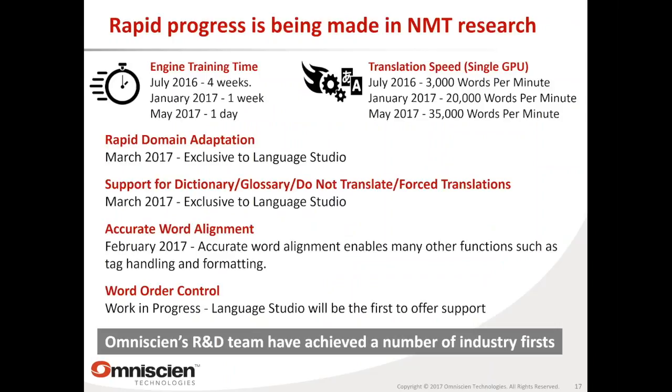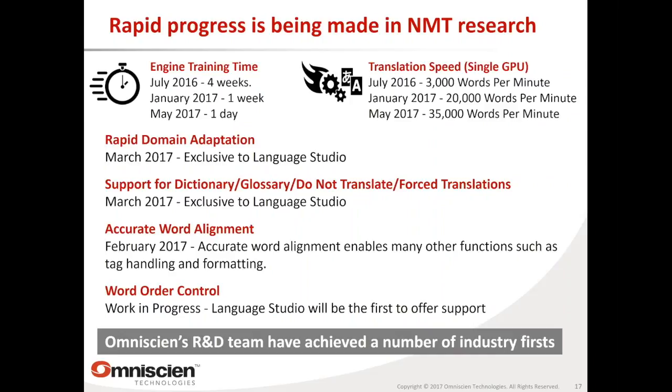Now, we've made a lot of progress, as has the rest of the industry in many areas, but I think at this point we're leading in many areas in terms of what we've been able to achieve. We've done a number of industry firsts. If you look at how fast the progress has been, in July last year, to train an engine on the same data we are using now, it took 4 weeks. In January this year, it took 1 week. In May, we moved that forward to 1 day. The exact same data, the time frame is now compressed to just 1 day. On a single GPU, in July last year, we were getting 3,000 words per minute. In January, we were getting 20,000 words per minute.